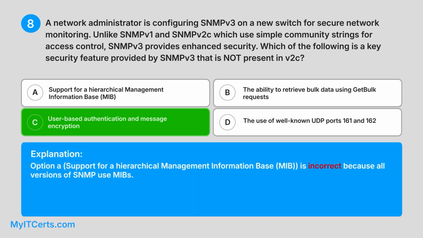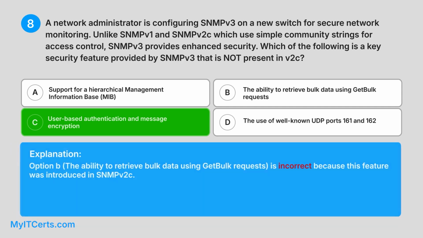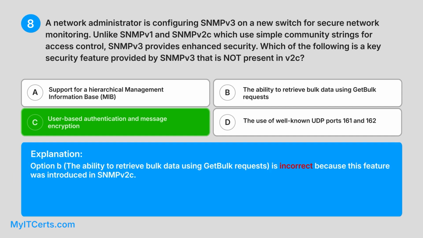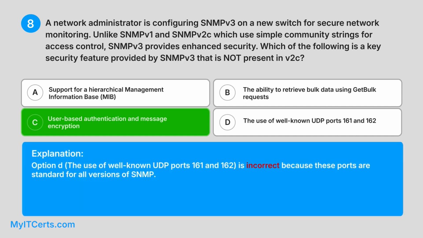Option A, support for a hierarchical management information base, MIB, is incorrect because all versions of SNMP use MIBs. Option B, the ability to retrieve bulk data using GetBulk requests, is incorrect because this feature was introduced in SNMPv2c. Option D, the use of well-known UDP ports 161 and 162, is incorrect because these ports are standard for all versions of SNMP.